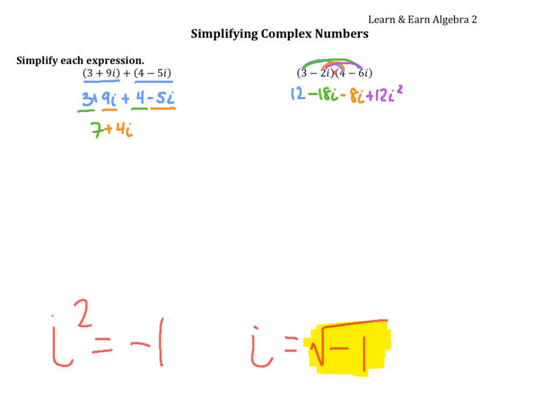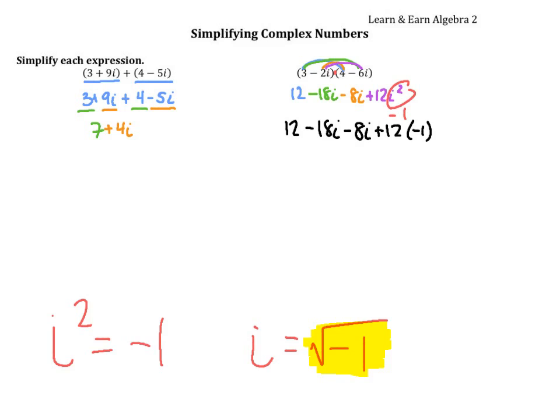Now I need to go back and simplify all this. Do you remember before how i squared is actually equal to -1? So now I'm going to have 12 minus 18i minus 8i plus 12 times -1.